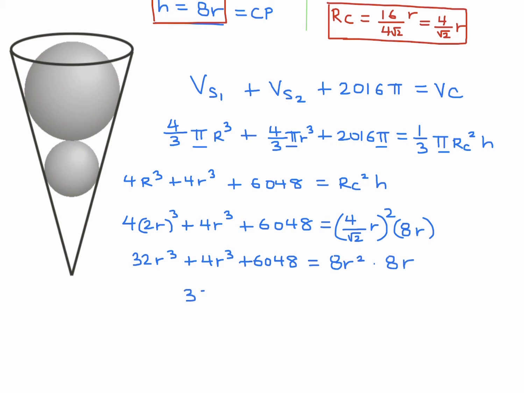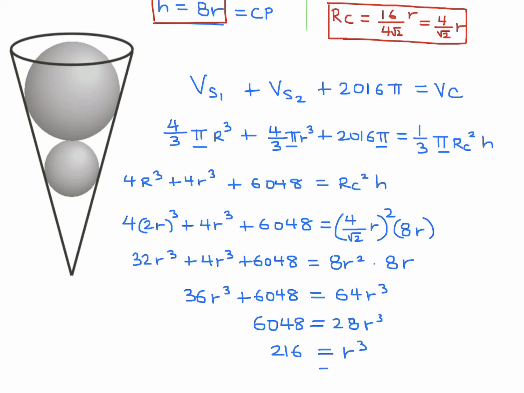Okay, so this is 36r cubed plus 6048. And this is 64r cubed. Bring the 36 over. 64 minus 36 is 28r cubed, and that's equal to 6048. 6048 divided by 28 is 216. And then if you take the cube root, you get r is equal to 6.